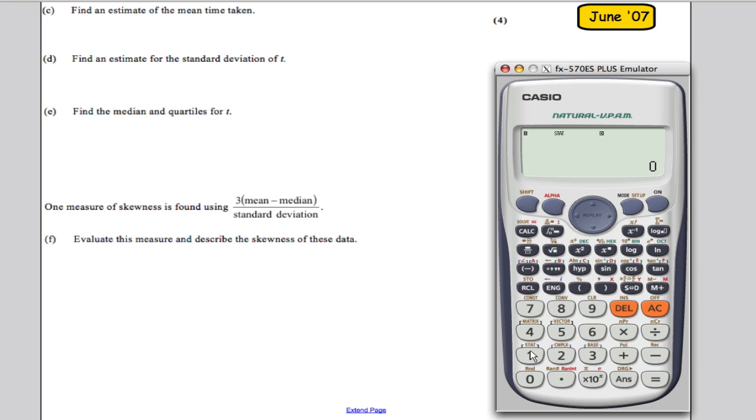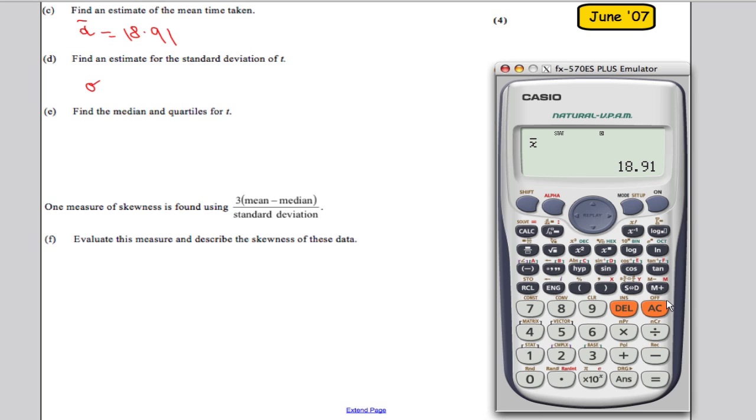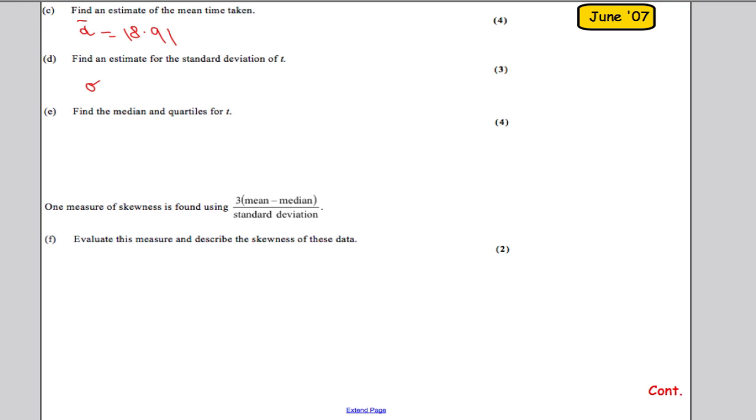if I hit shift, stat, var, and I want the mean time taken, so hit number 2, equals 18.91. And that saved us an awful lot of time. And the standard deviation, sigma, again shift, stat, var, and then option 3, which is sigma x, gives me 7.26.